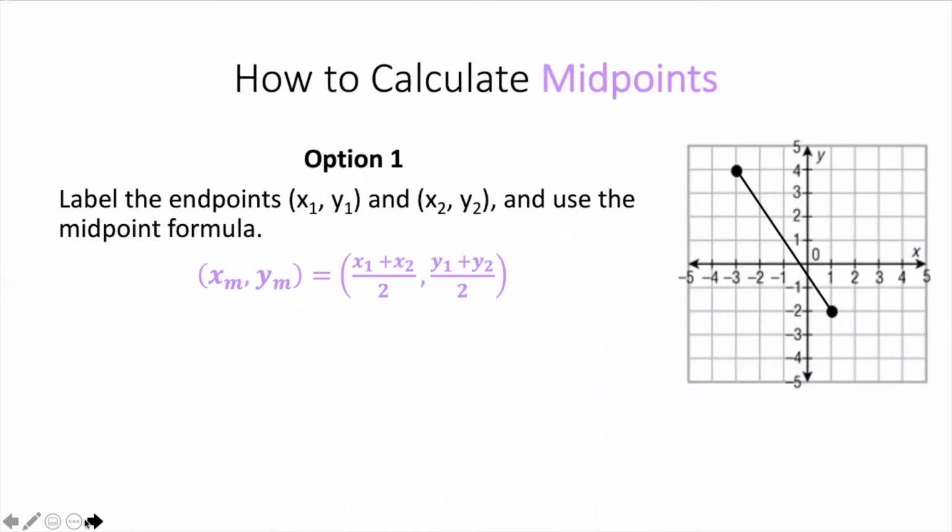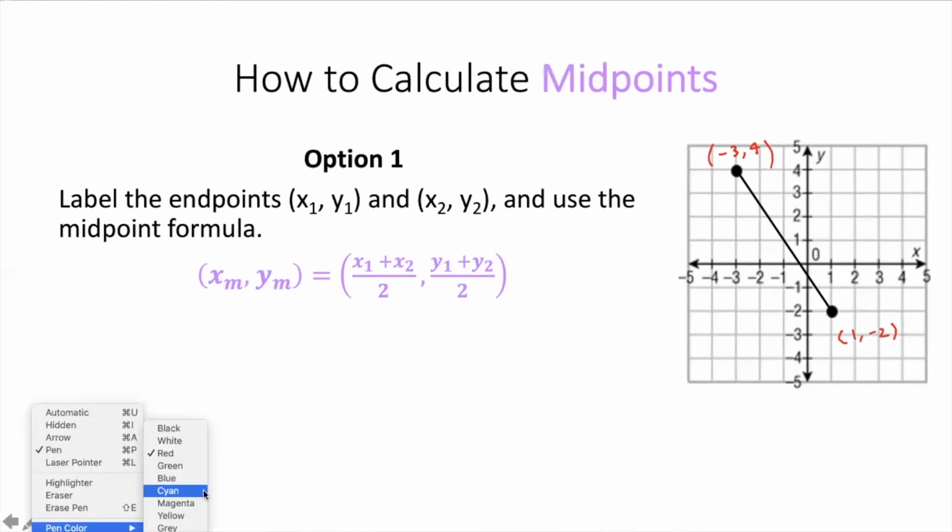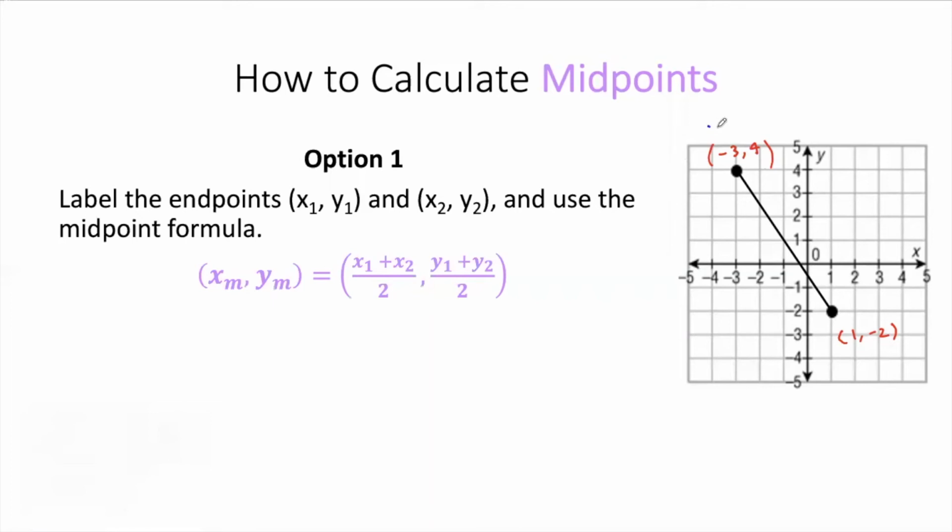So again, just like with distance formula, you would start by labeling the endpoints. So this is the point, again, -3, 4, and this was the point 1, -2. So you could label the coordinates again. So x1 and y1 and x2 and y2. And then plug in the appropriate numbers into this equation to get the coordinates of the midpoint. That's what xm and ym are.